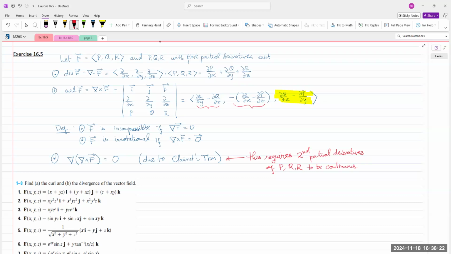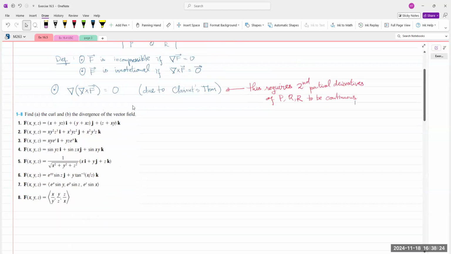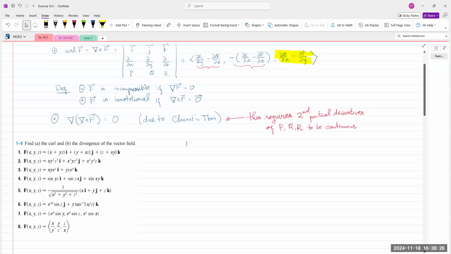Let's see. From 16.5, I saw from my lecture videos I don't really do problems from this section because I think it's on the easier side. So if that's the case, let's see which problems I would like to go over. Let's do number 4 and 8 from here. Find the curl and the divergence. I will do divergence first. I think that's the easier one.